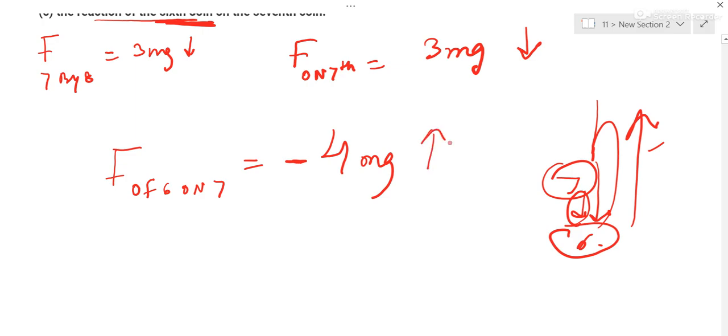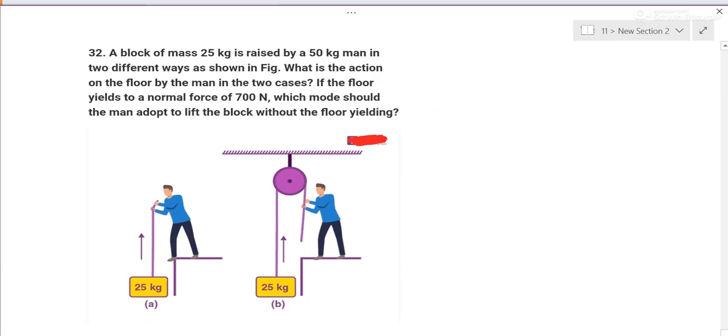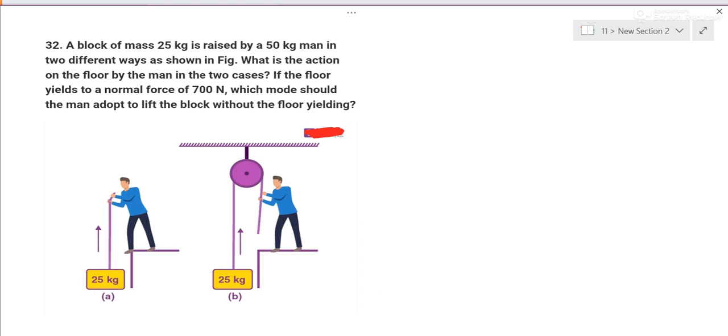So let us see the next question. Here you can see there are two situations. In this first figure, the man is pulling the block directly. We have to tell which mode should be used, and the floor should not yield, should not give up. The maximum force that the floor can afford is this. If the force goes beyond 700 Newton, the floor will yield, give up.